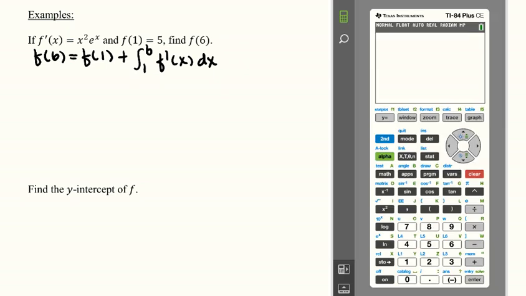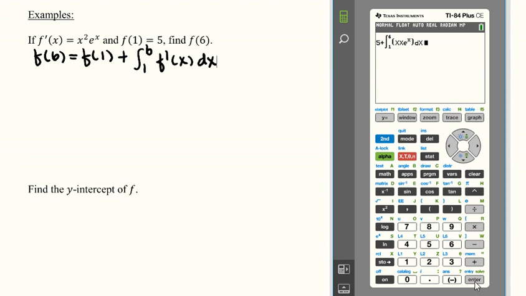So, here's a calculator. I'm going to say f of 1 equals 5 plus the integral, and remember we get the integral with math 9, from 1 up to 6 of f prime of x, which is x squared times e to the x, with respect to x. Oh, no, that's not what I wanted. I want the x. There, yeah.